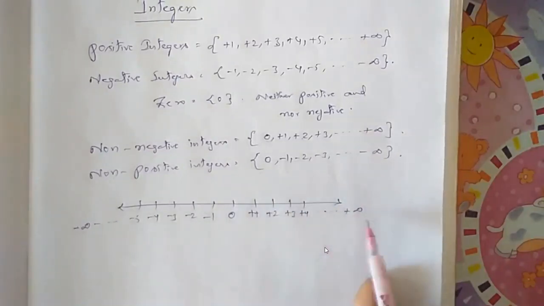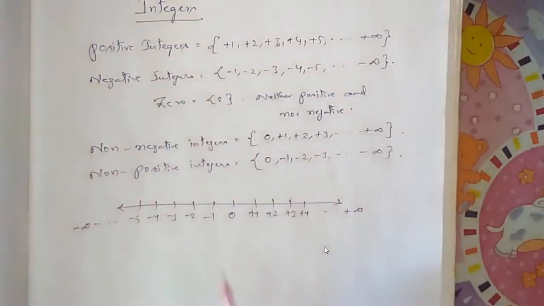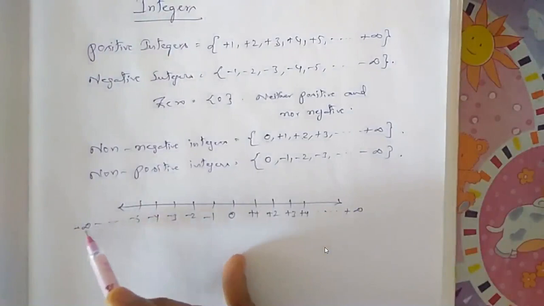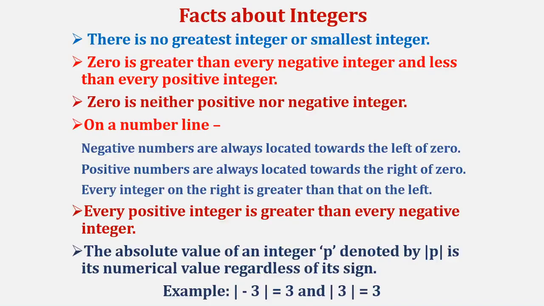We cannot define the greatest integer here because this is plus infinity. Can you tell me the smallest integer here? We cannot tell any smallest integer also here because this is minus infinity. We cannot define the smallest integer also. So that is the first fact of the integers line.